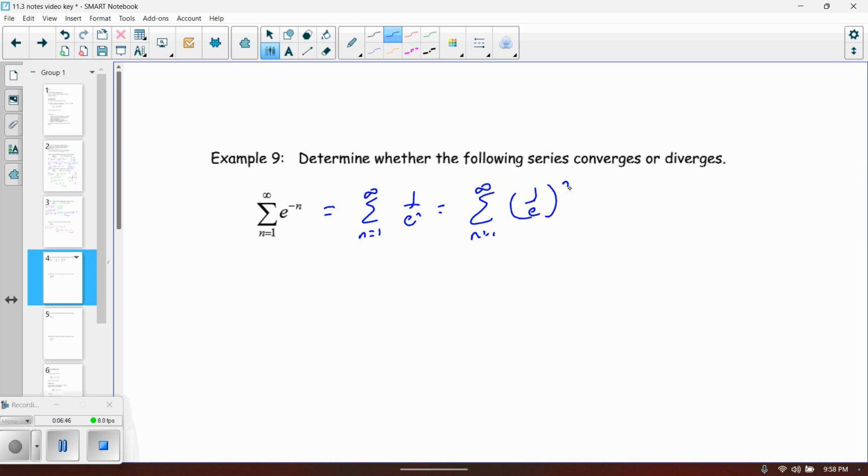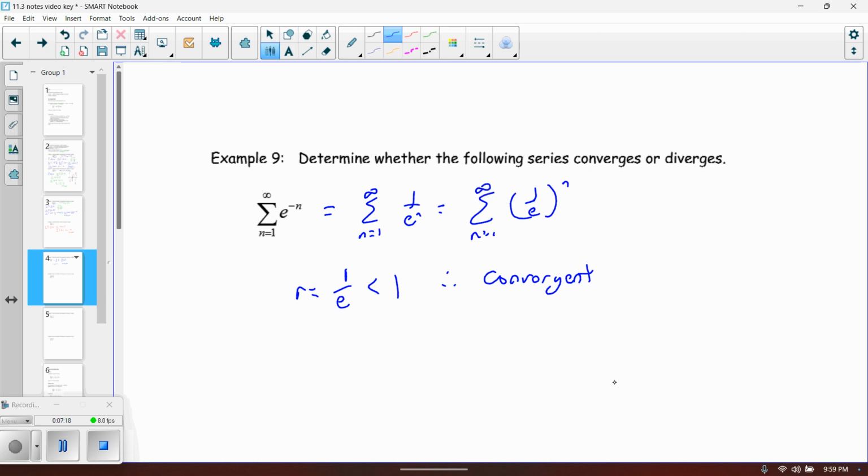And because of the fact that 1 over e would be your r value, 1 over e is a number which is definitely less than 1. Therefore, this would be convergent. There was no reason to do the integral test. Does the integral test work? It certainly does. You could have done the integral test and you would have been fine. But in this case, the geometric series test was much, much easier and quicker to use.